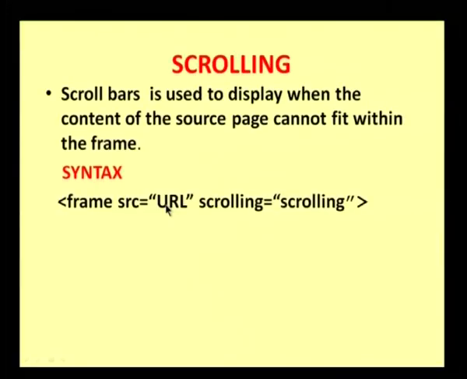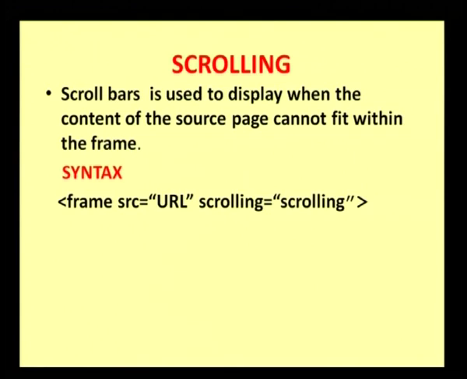So, how to specify the scrolling attribute? The syntax is frame, src and the URL which hyperlink we are going to link, and the scrolling. So, when we give the scrolling attribute as scrolling within double quotes, it specifies that there is a scrolling bar available in the frames.